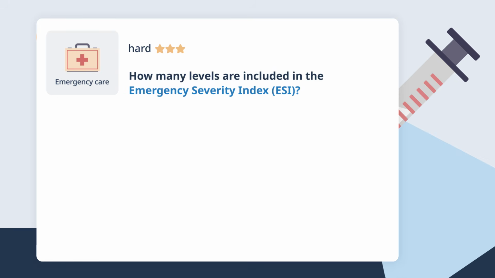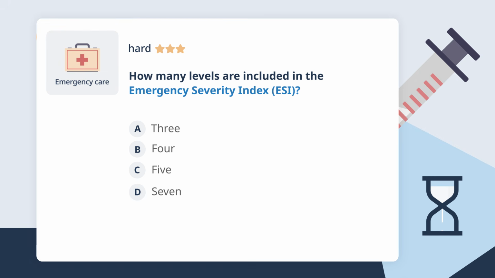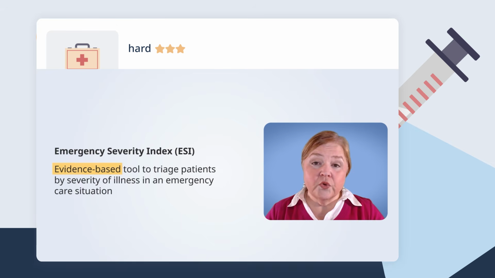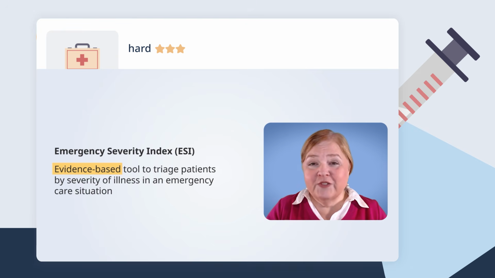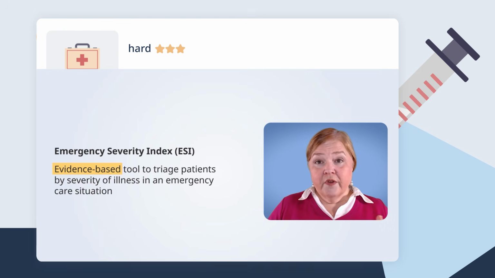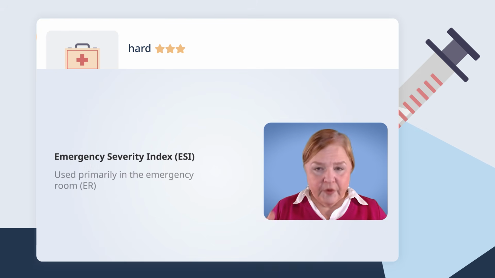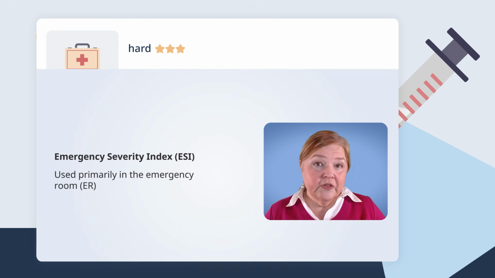How many levels are included in the Emergency Severity Index, ESI? The Emergency Severity Index is a tool that's evidence-based. That means they've looked at research and outcomes and decided this is the best tool we have up to this point. So it's based on the severity of illness. It's also based in research. You're going to primarily use it in the emergency department. I call it urgent care, but we're likely thinking about a hospital ER unit.